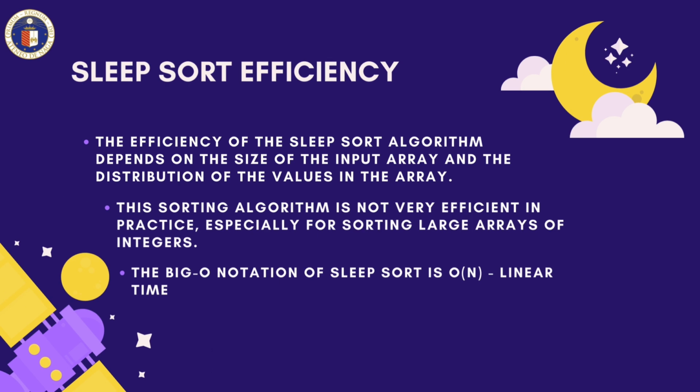However, in the worst case, if the input has a large value, then the threads will take much longer to wake up and sort the list, resulting in a time complexity of O of n squared. This means that the time it takes to sort a list using the sleep sort grows quadratically with the number of elements in the list. So, with this, we can determine that this sorting algorithm is not that efficient, especially for the larger numbers. So, the big O notation of this sorting algorithm is O of n.